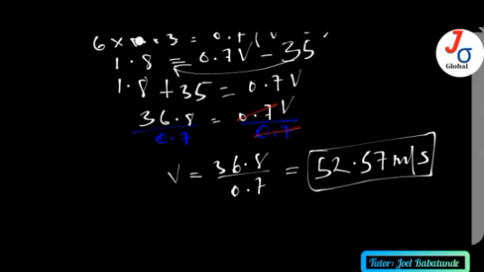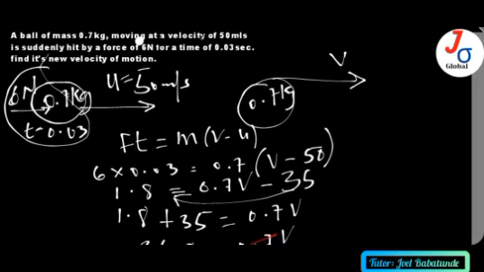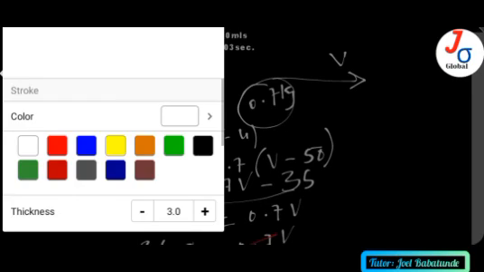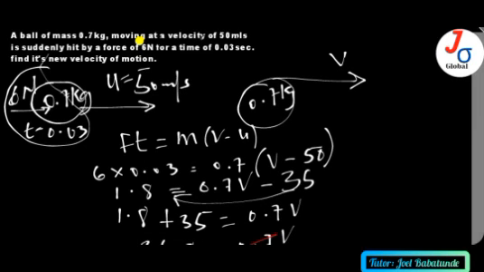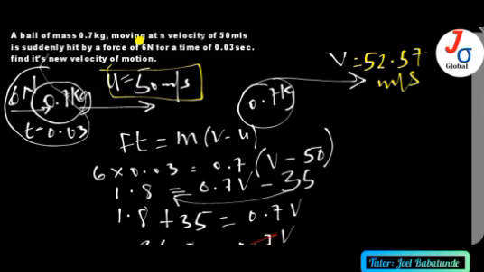This is the new velocity at which the ball is moving. Remember that the ball was moving initially at 50 meters per second. Now, because there's an additional force, it moves faster, at 52.57 meters per second. So you can see that this impulse has added more momentum to that body. All right, good.